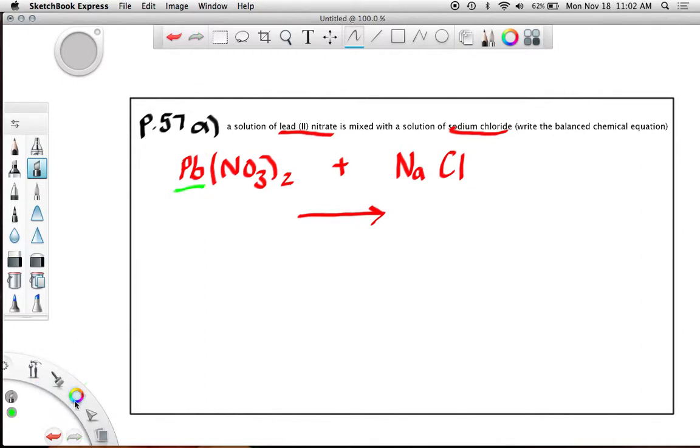1, 2, 3, 4. 4 different things. What's going to happen when something that's AB reacts with something that's CD? What type of reaction is that? Do-si-do, we call that what type of reaction? Double displacement.